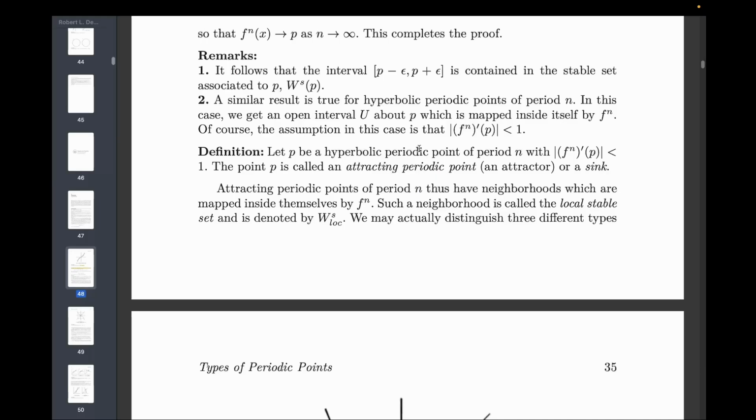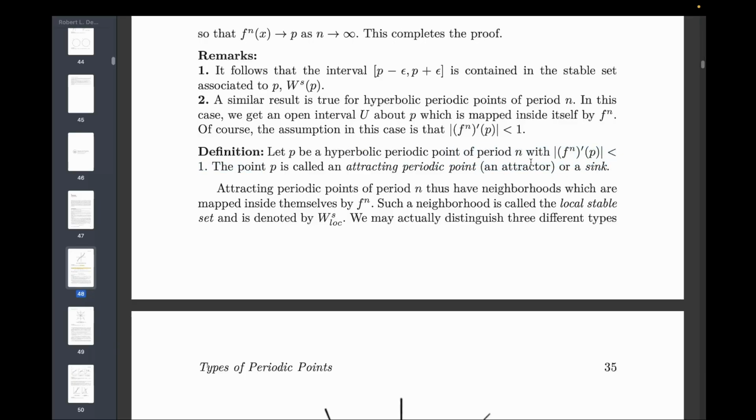And the book also talks about something called hyperbolic points, where the derivative of the nth iteration on a point is not equal to 1, then it's called hyperbolic. And that's for a particular function and for a particular point. And some points might have all periodic points, or none. And an interesting property is that if the derivative is less than 1, I mean, there's another case where it's greater than 1, they call it an attracting periodic point, or a sink.